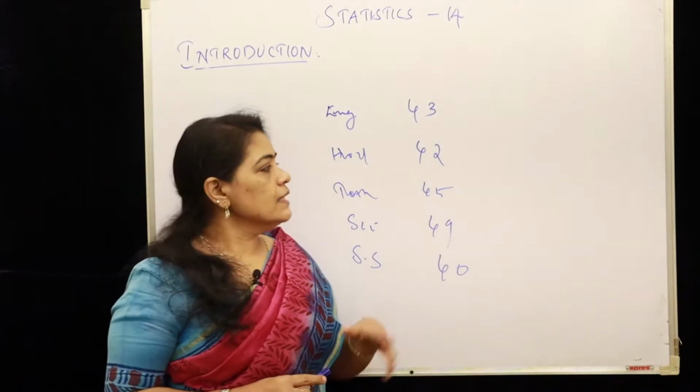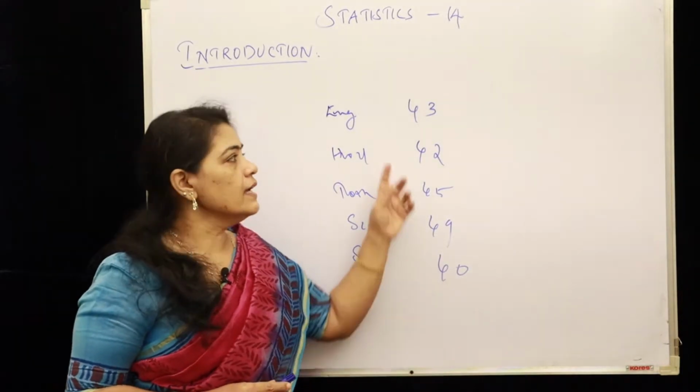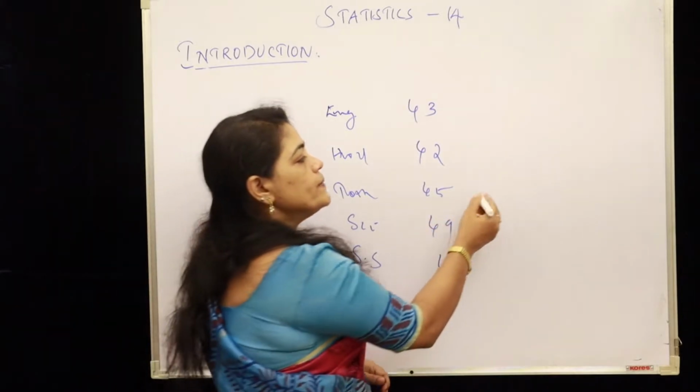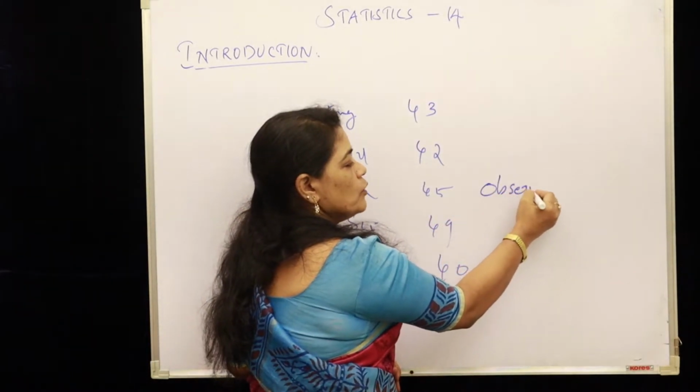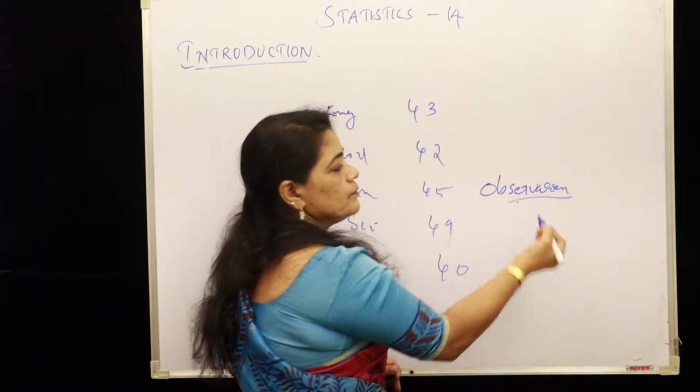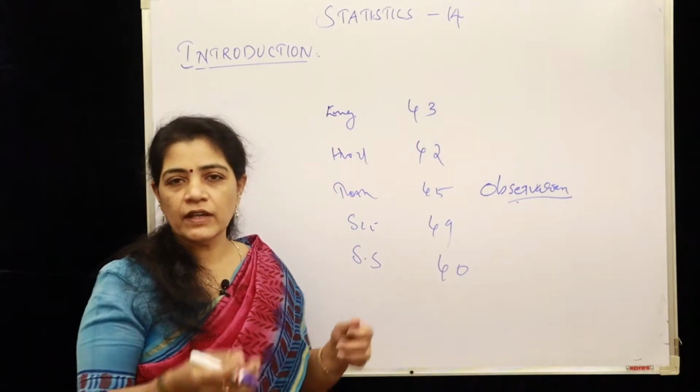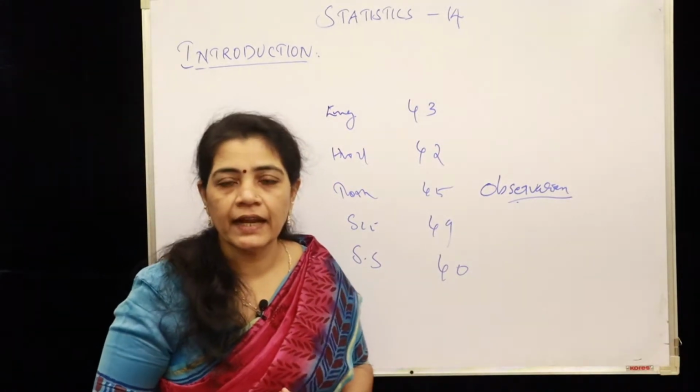In this data, each mark is what we call an observation. This is a very basic level of representing data.